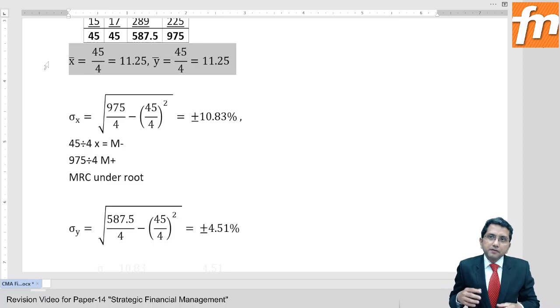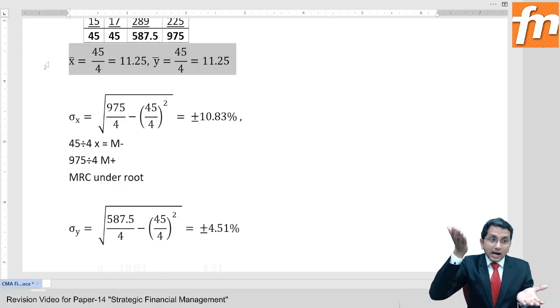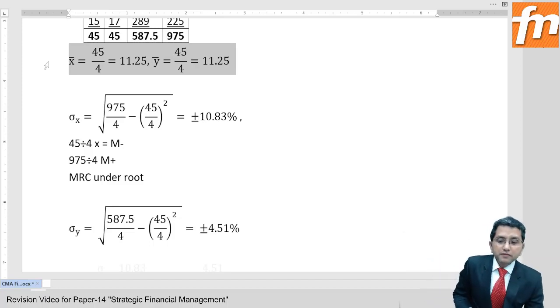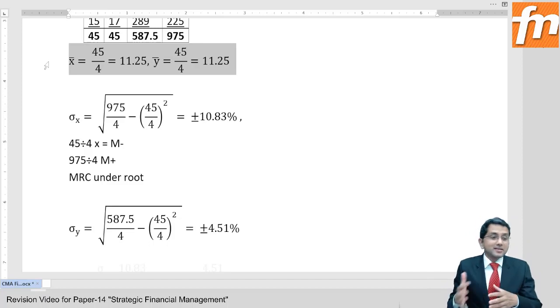So, what if the two securities have equal risk? Then choose the security with higher return. If two securities have equal risk, then choose the security with higher return. So what if the two securities have different risk and return? Neither their return is same nor their risk is same.